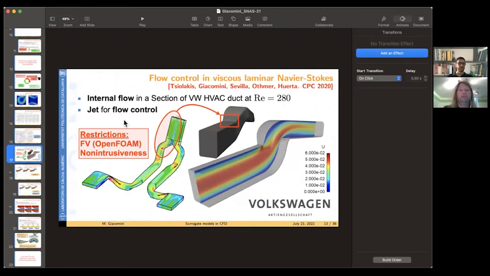So let me check the chat box again. No question in the chat box. Yeah, and here you mentioned that industry is interested, or you have collaboration with Volkswagen in this case. So what about your very nice own flow solver that you presented afterwards? Is industry interested in using this flow solver as well?